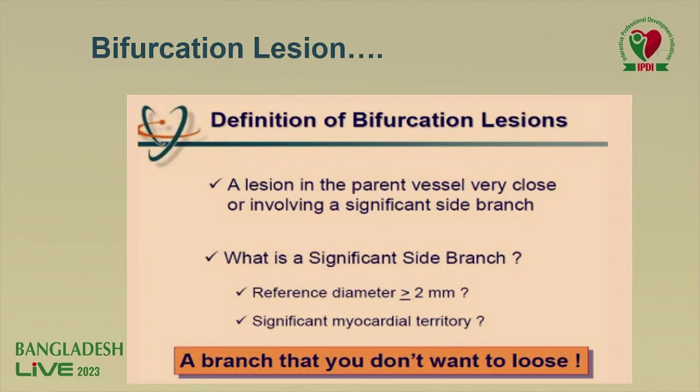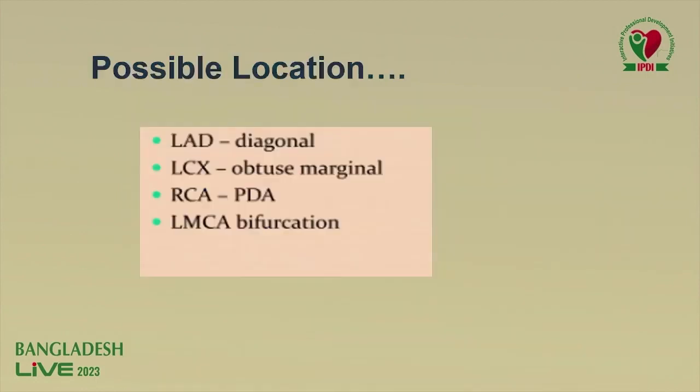A bifurcation lesion is a lesion in the parent vessel very close to or involving a significant side branch. What is a significant side branch? Reference diameter 2 millimeter or more, significant myocardial territory, a branch that you don't want to lose. The possible locations are LAD-diagonal, LCX-obtuse marginal, RCA-PDA, and left main coronary artery bifurcations.